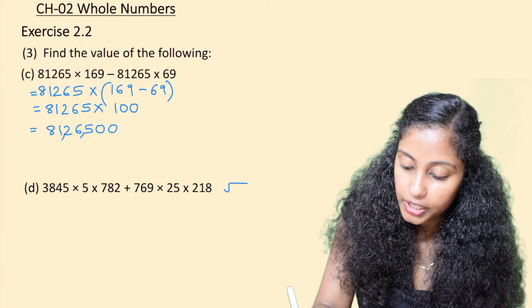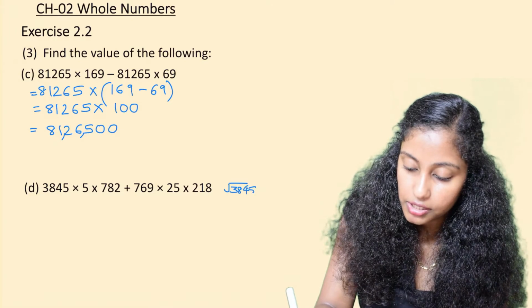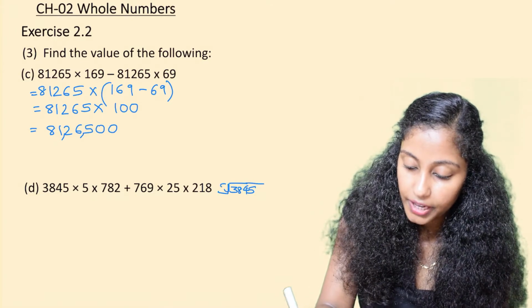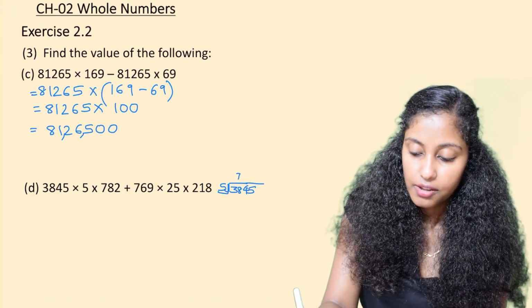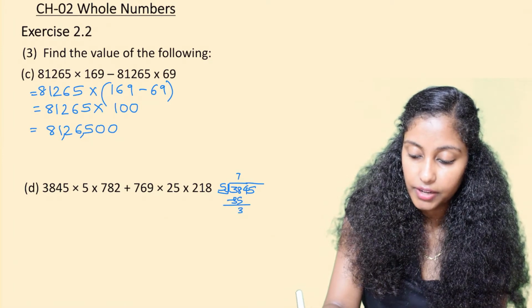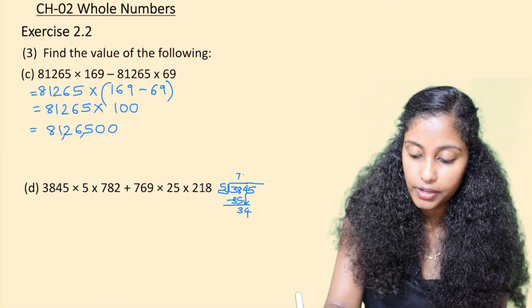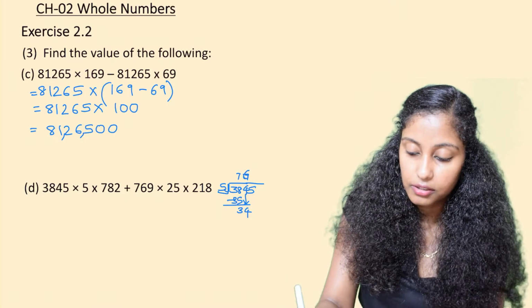So 3845, we just divide by 5 and see what we get. 5 sevens are 35. We get 4 down. 5 6s is 30.